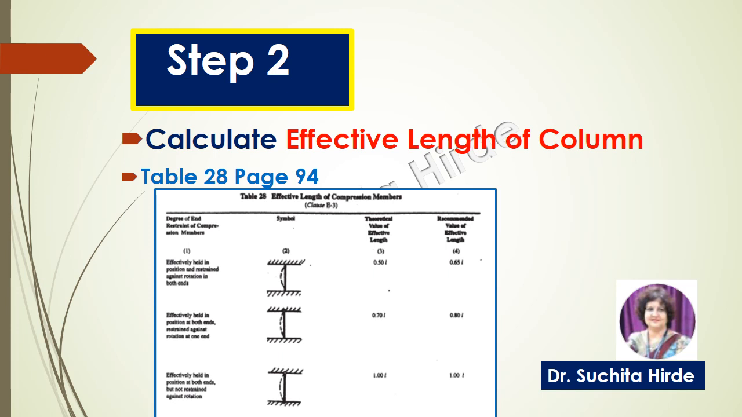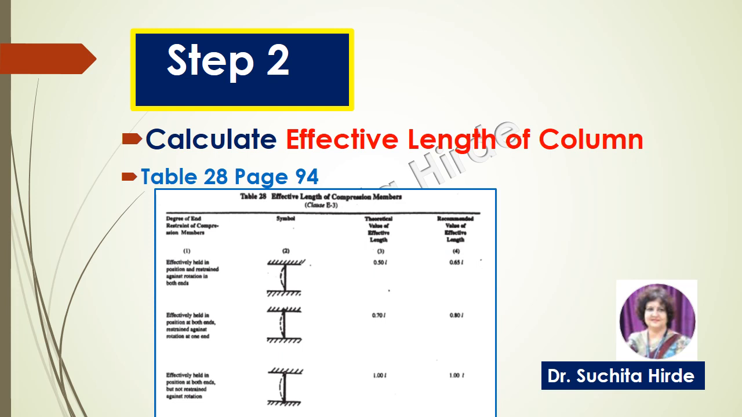For example, if you read first condition, which states that effectively held in position and restrained against rotation at both the ends. Effectively held in position means it cannot displace in any direction, and restrained against rotation means it cannot rotate, which means both ends are fixed. In such condition, we have to take effective length as 0.65 L.